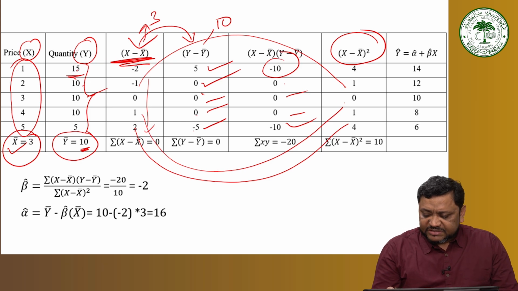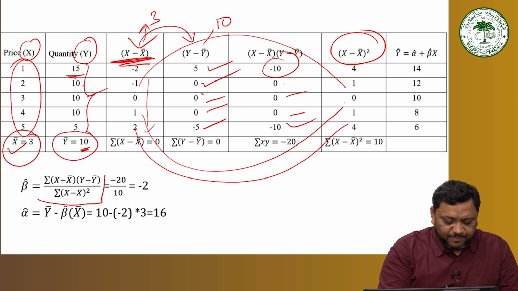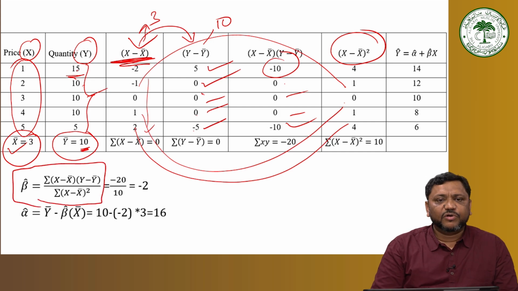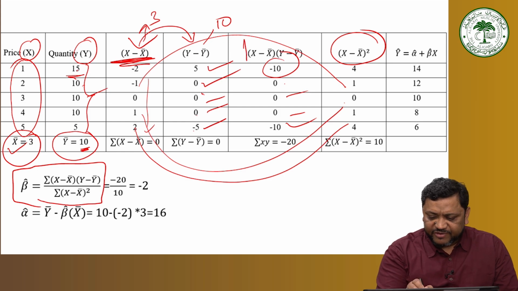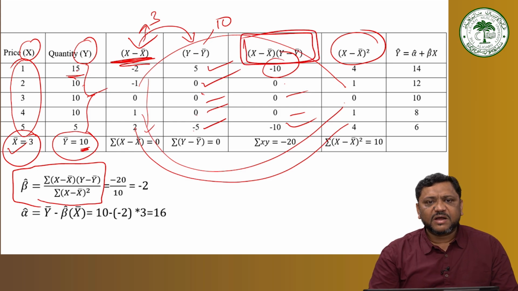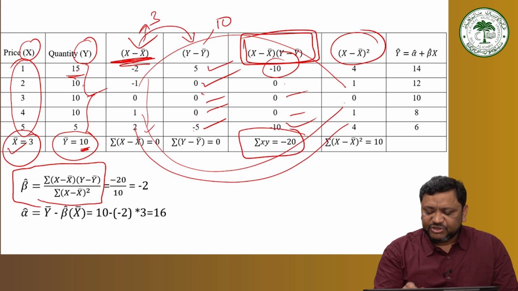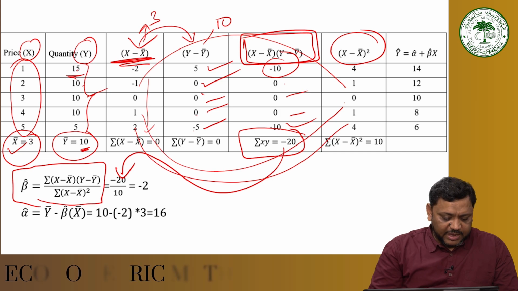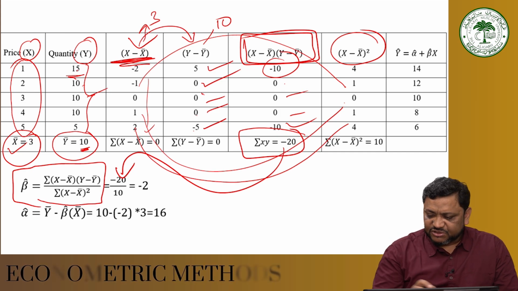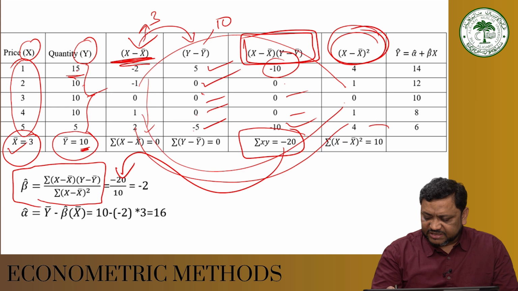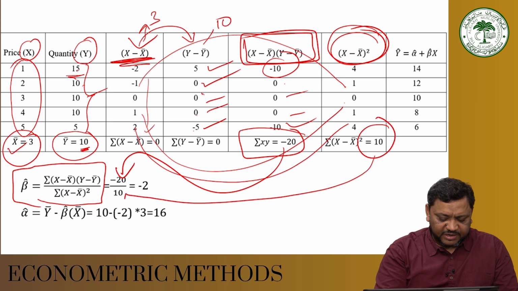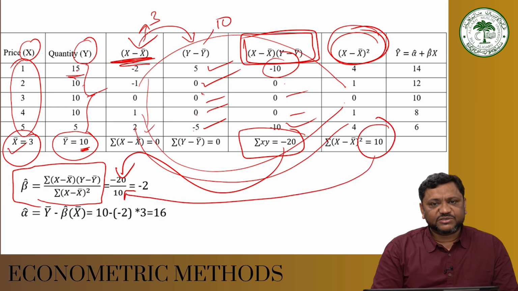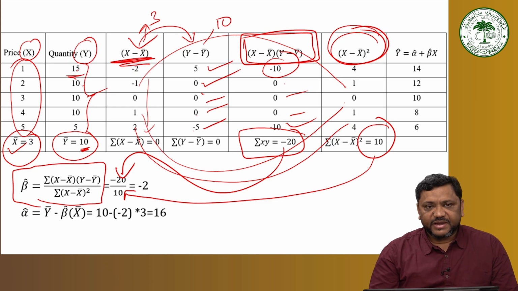Upon doing this, now we see the formula for beta hat. In the numerator it is summation of x minus x bar multiplied by y minus y bar. The summation here is minus 20, so we write minus 20 over here. In the denominator it is summation of x minus x bar square, which is 10. So minus 20 divided by 10 is equal to minus 2.